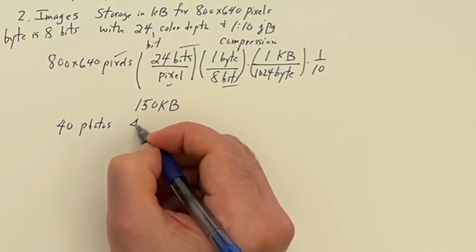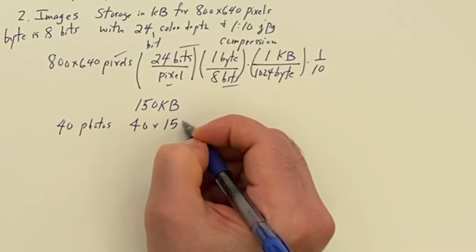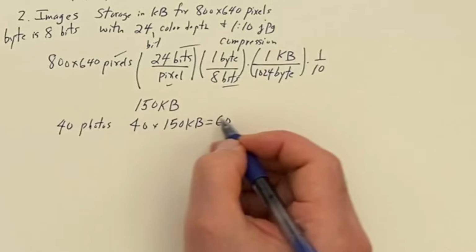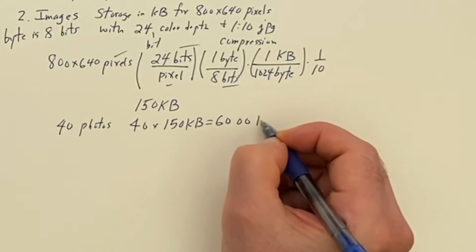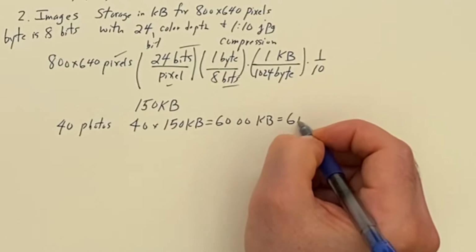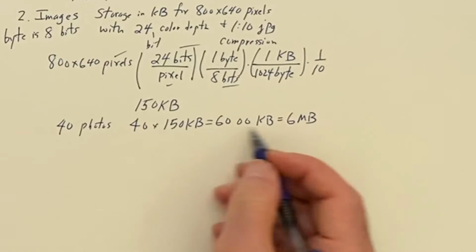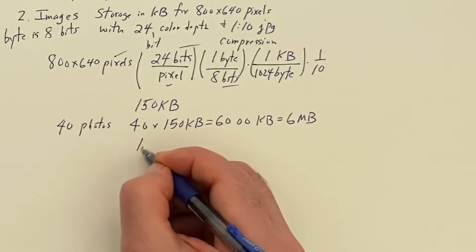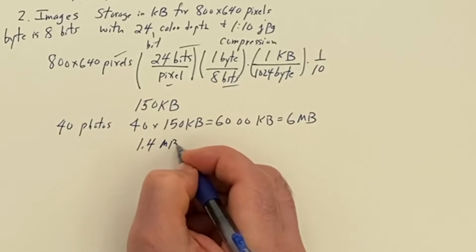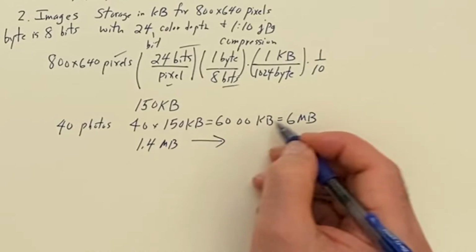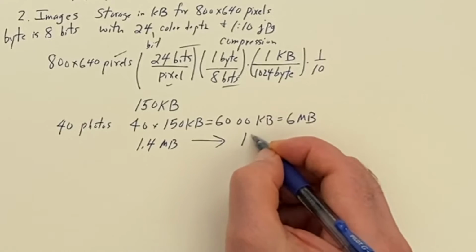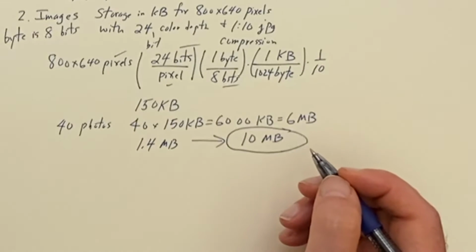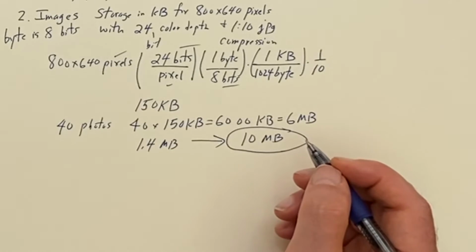So now let's just look at a book with 40 photos. Then you have 40 times 150 kilobytes, 4 times 15 is 60, and you have the 2 zeros there. So you have 6,000 kilobytes. It's about 6 megabytes. That takes up a lot of space, because the book that we just did, we found would have 1.4 megabytes. So if we add this, you get like 7, and let's just round it off to 10.